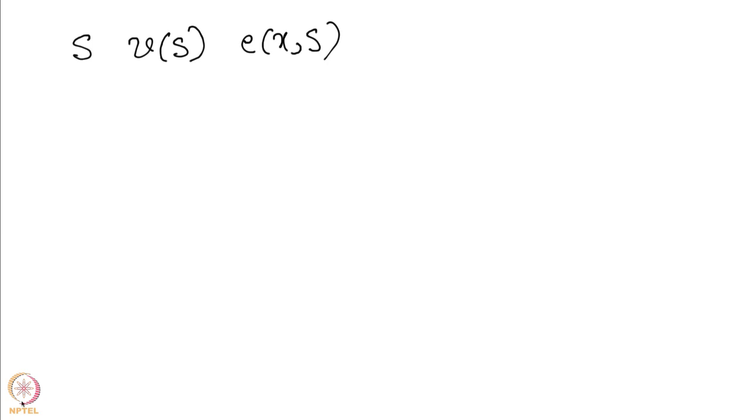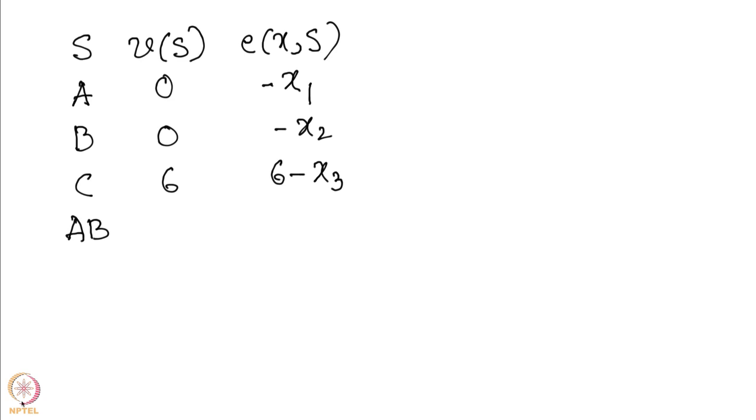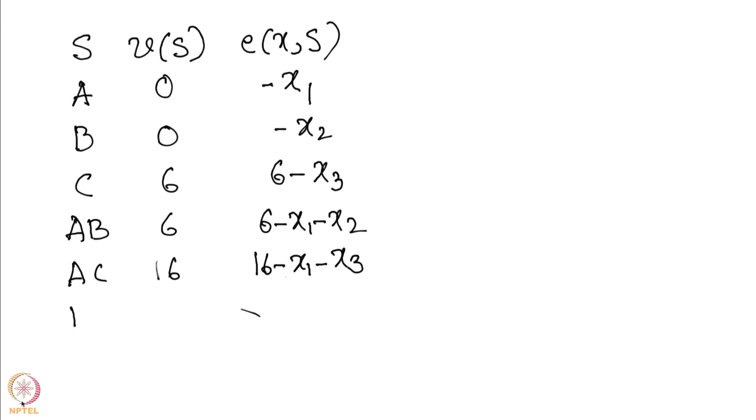Okay. So if I take A, v(S) is 0. If A is the coalition, S equals A, then v(A) is 0, and e(x, A), because v(S) is 0, this will be simply minus x1. For B, this is minus x2. So like that I can actually calculate all of them. For C it is 6 minus x3, for AB, v is 6, therefore this will be 6 minus x1 minus x2. AC is 16, this is going to be 16 minus x1 minus x3, BC is 26, and this is going to be 26 minus x2 minus x3.